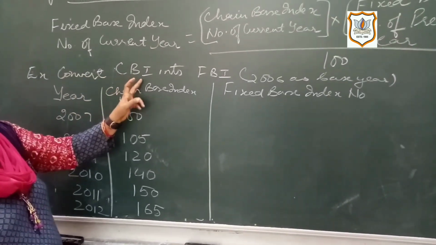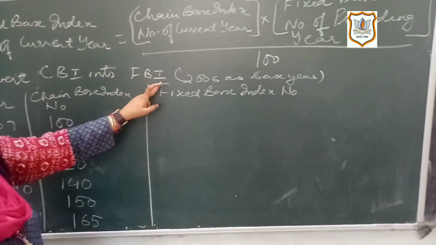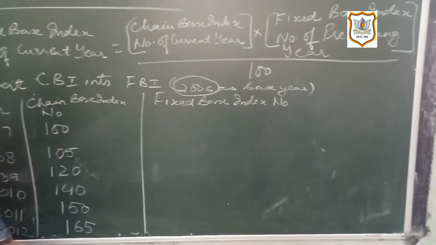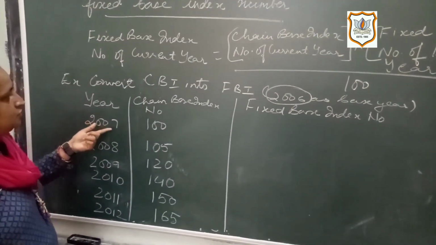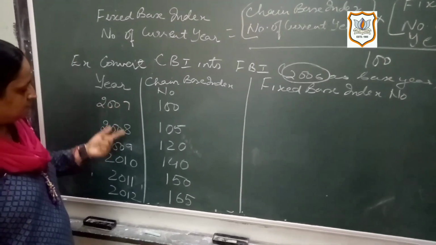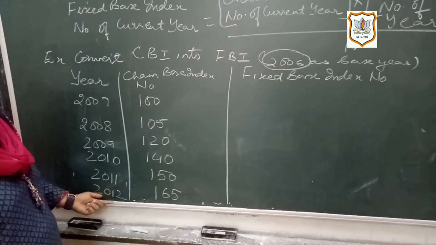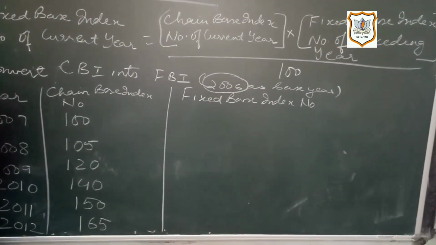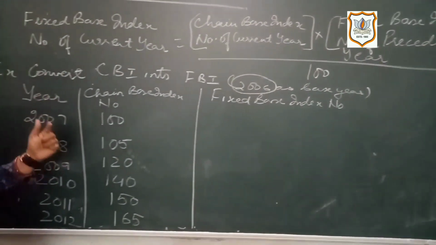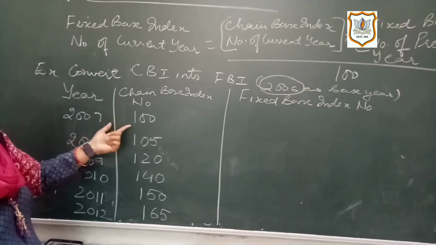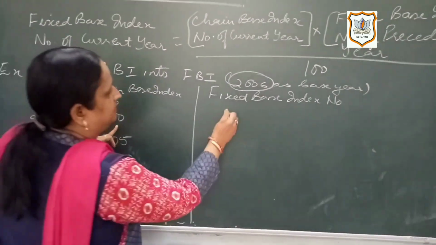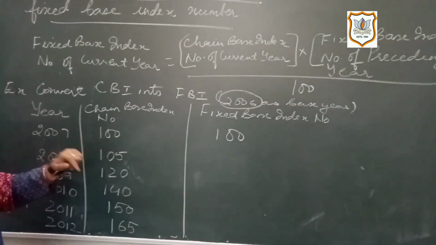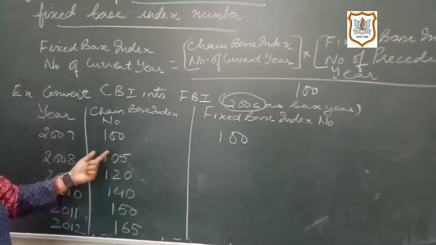So what we are supposed to do over here, let us take this example. Convert chain base index number into fixed base index number by taking 2006 as base year. Here the values of chain base are given from 2007 to 2012. So 2006 is base year, so we will take 2006 as 100. But here it is for 2007, so keep it as it is. Here it is 100, so we will keep it the same. Now we have to calculate fixed base.